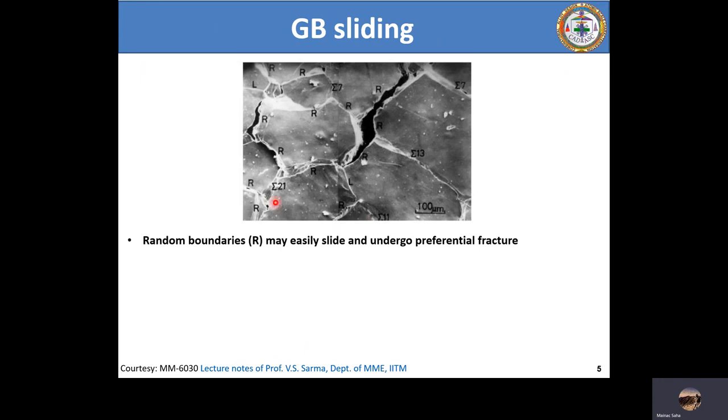If you're looking at all the R's, random high angle boundaries, there is a huge chance that this crack, which is propagating all the way through the random high angle boundaries, will continuously propagate throughout the entire network of random angle boundaries, and this will ultimately lead to preferential fracture.